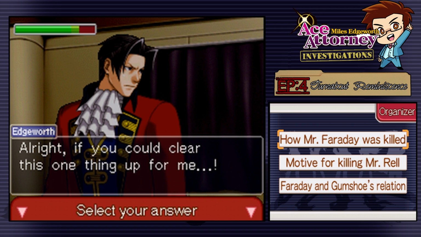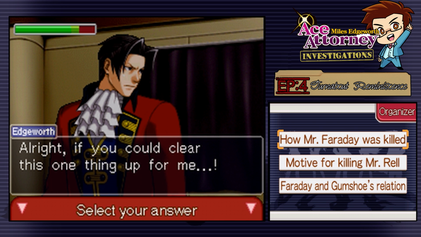Last time, we were wrapping up that a third party was involved with the murder of Mr. Rell and Mr. Faraday. But then defense attorney Yu and the judge came busting in, trying to arrest Gumshu. So we're trying to prove Gumshu's innocence to Miss Yu right now, trying to rebut her theory of Gumshu's motive. Last time we did the relationship, and that was wrong. I took a hit for that.